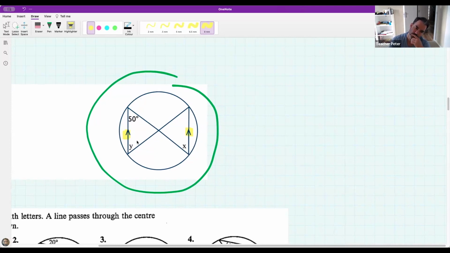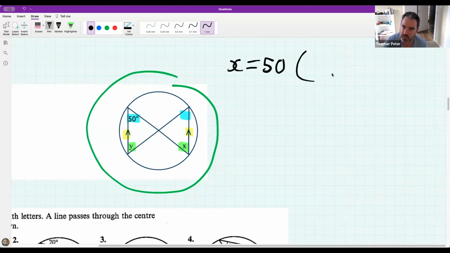Be careful here, because this one over here goes with that one over there, and this angle over here will go with this angle over here. Okay, but I think you guys are correct. So we will say that X is 50 degrees, but maybe somebody can turn their microphone on and tell me what the reason for this is. I'm not going to use angles in the same segment. I have to use a different reason.